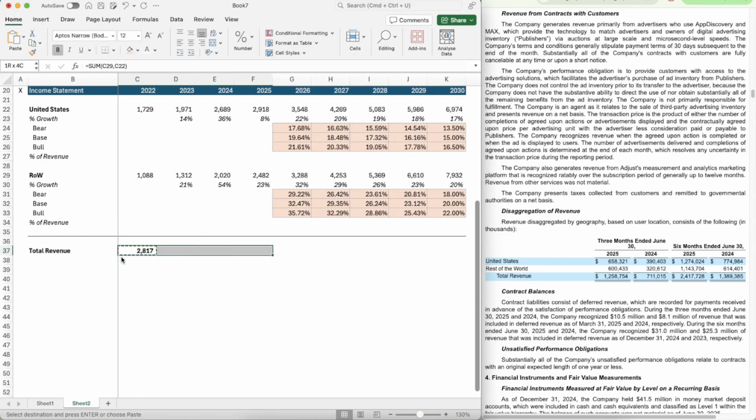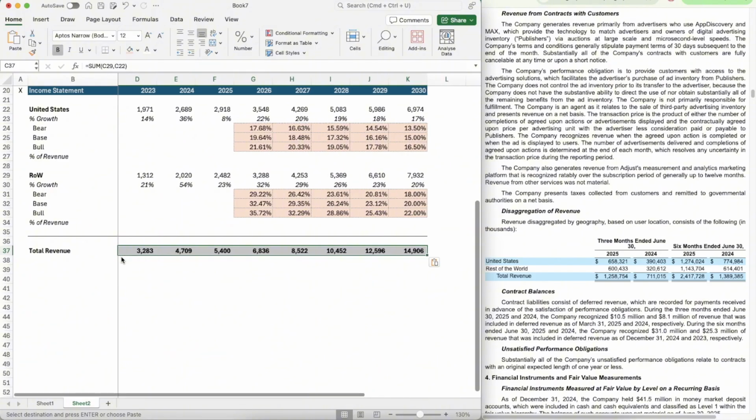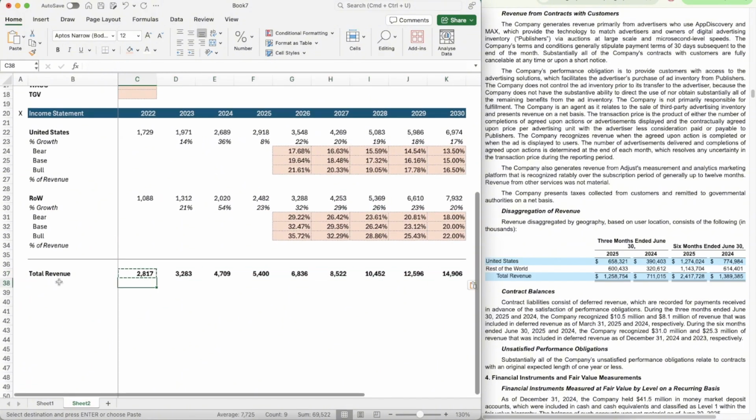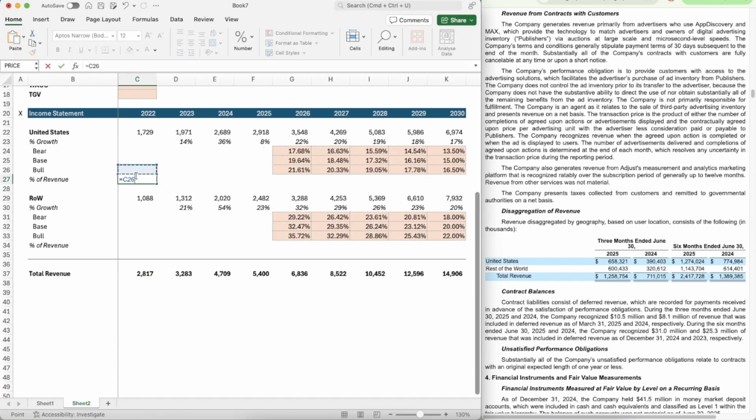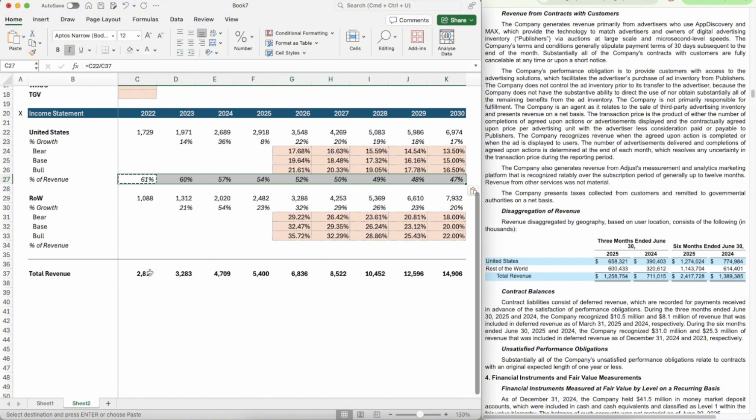Bold it, pull it over. There we have it. We can fill out these, the percentage of revenue. Sometimes it's just good to know when we're doing the forecasts further down the line, how that changes.